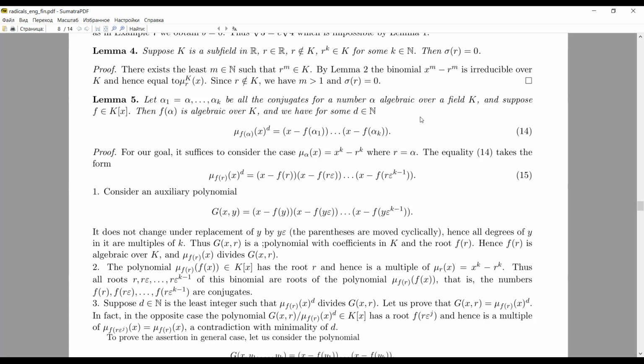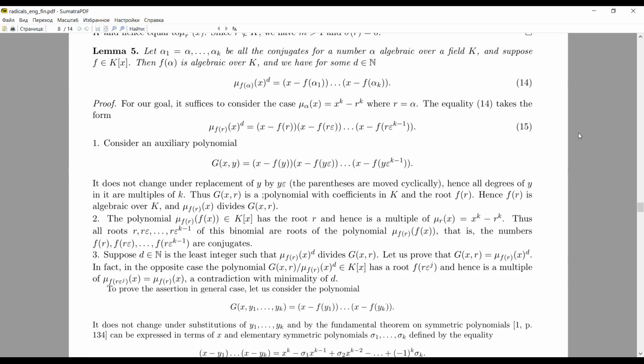We will prove this equality 14. How to prove it? Actually, to prove the partial case of this equality when alpha is a radical root of a binomial, the proof in this case is a little bit easier and similar to the example considered above.